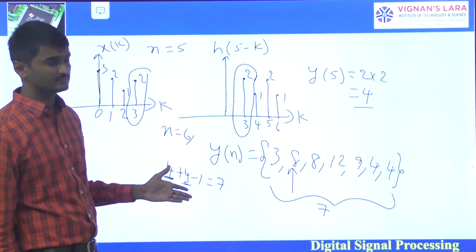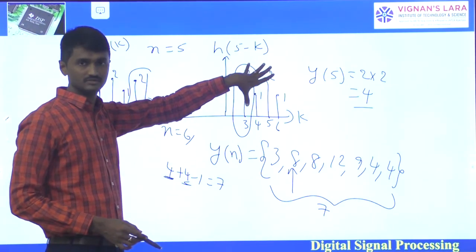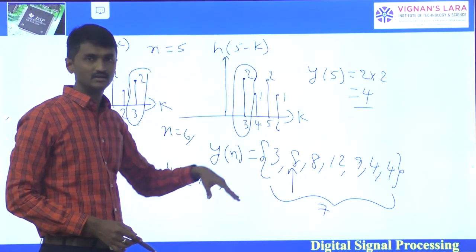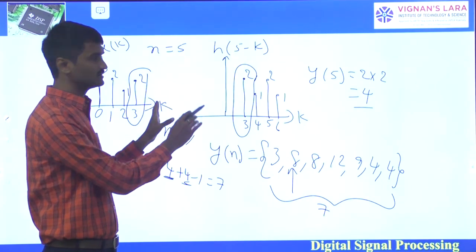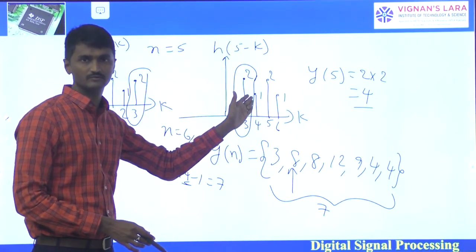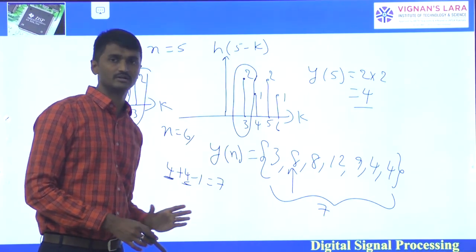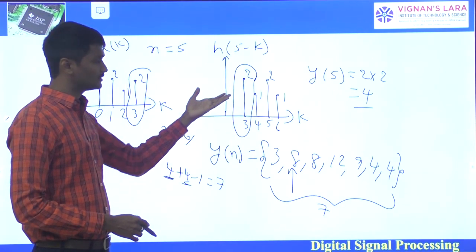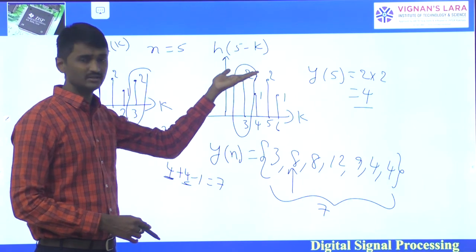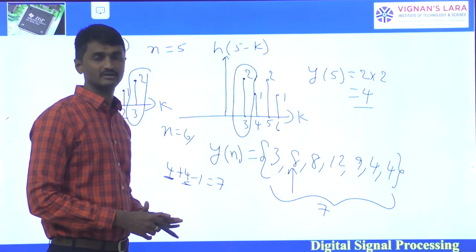For the tabular method, it is the same procedure without the graph; we only have to use the sequence shifting. The tabular method is also similar to this one, just how we shift h of n minus k one position to the right by increasing the n value. Like that, without graphs, we simply write the sequence for the tabular method.